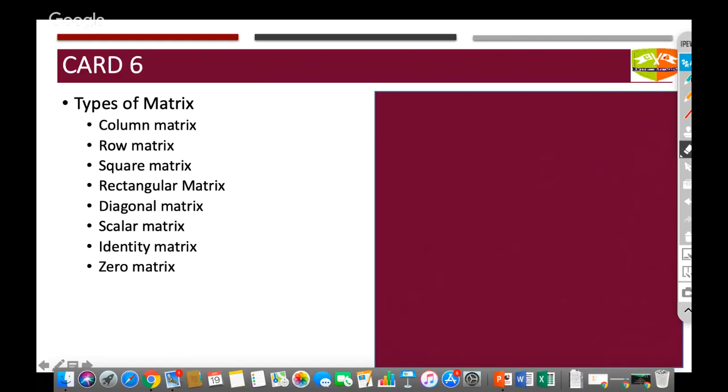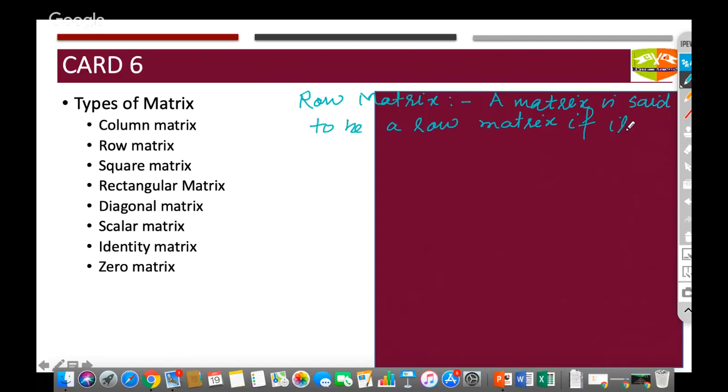Now let me move to row matrix. In case of row matrix, you might have understood by the name itself, row matrix is something where you have only one row. So if I have to define this, a matrix is said to be a row matrix if it has only one row.